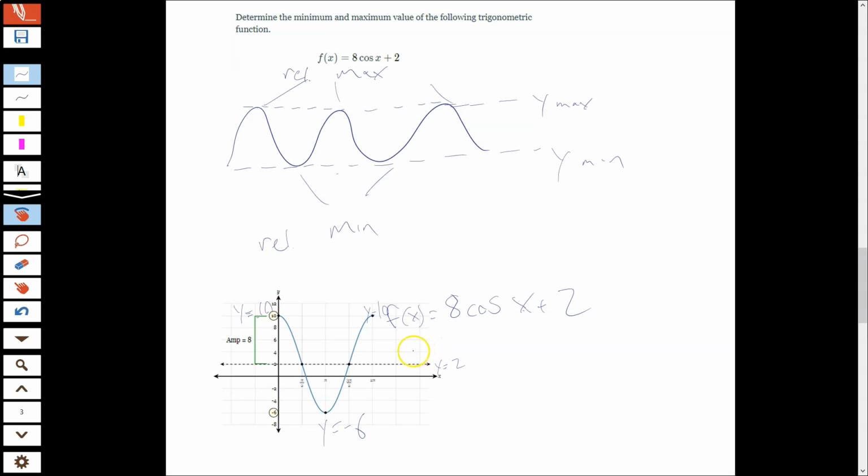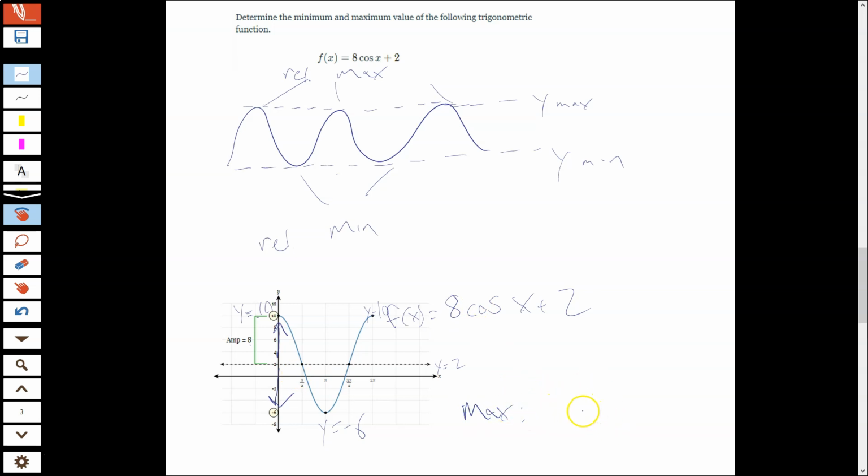Well, there's actually a really consistent pattern here. Notice, and it's given to you in this picture, the amplitude is 8. We're 8 units above the midline for the max. We're 8 units below the midline for the min. So there's a really consistent pattern for these.